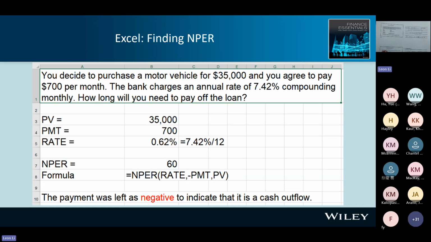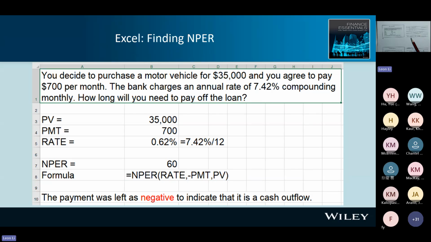So let me show you my handwritten note first. When you do the calculation, I will ask the student to draw the timeline. Right. So in this example, PV $35,000, PMT $700 every period or every month. Right. Please know you have to convert the 1 year rate. 7.42% is the 1 year rate. Monthly rate, 7.42% divided by 12. All right, this is the number.